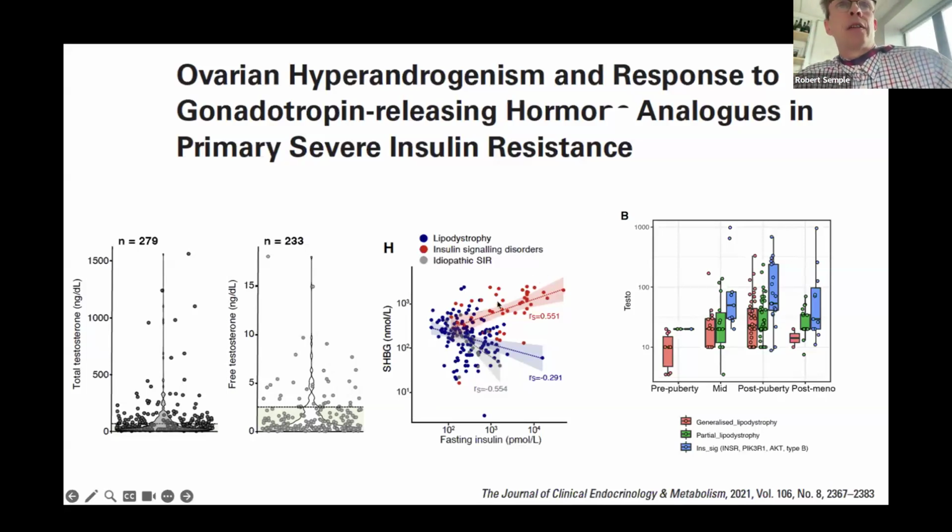This is just demonstrating the nuance that, again, different groups of insulin resistance are a little bit different. And using fasting insulin as a rough surrogate for how severe the insulin resistance is, you can see that SHBG falls progressively in most types of insulin resistance, the stuff that we don't understand the cause of, or in lipodystrophy. But in fact, with insulin receptor problems, SHBG goes up the more severe the insulin resistance is.